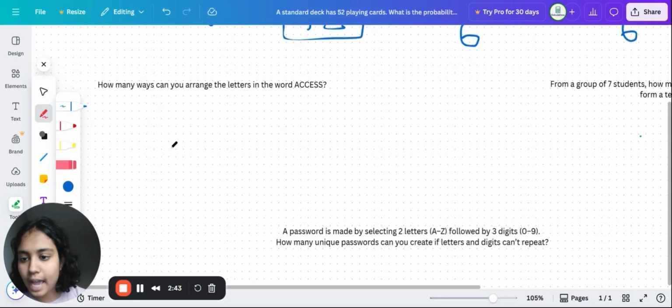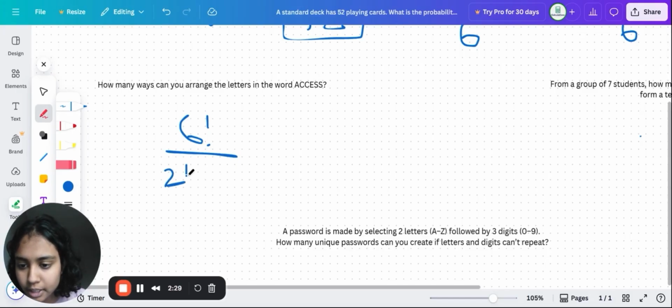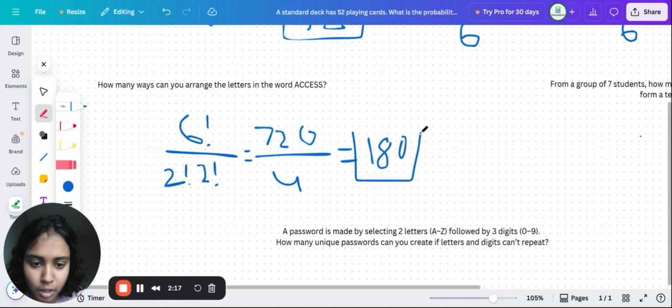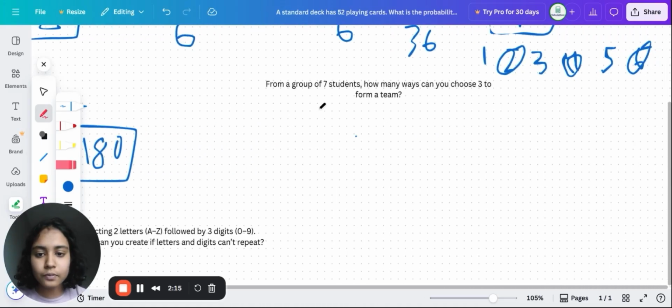Okay, how many ways can you arrange the letters in the word access? So we know that access has 6 letters total, so that's 6 factorial ways you could arrange them. And then we don't want to overcount because we see that there are 2 C's here and then 2 S's here. So in the denominator, you have 2 factorial times 2 factorial to make sure you don't overcount. So when you simplify this, you get 720 over 4, which is equivalent to 180. And that's our answer for this problem.